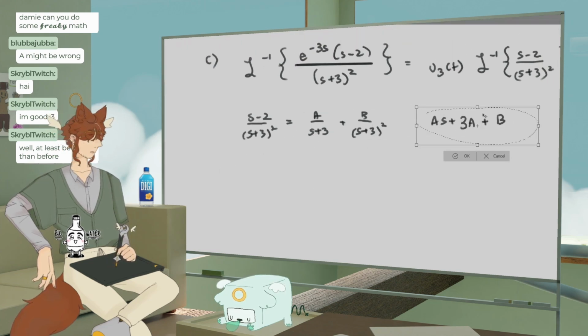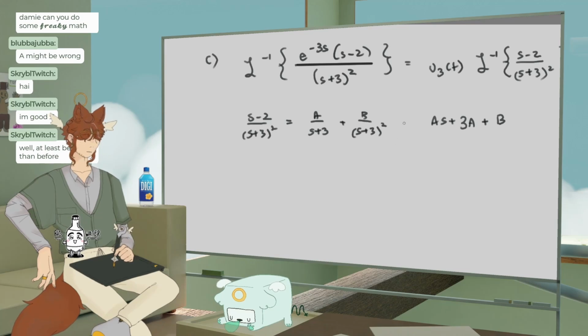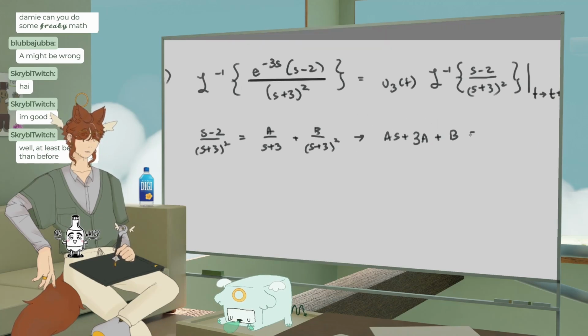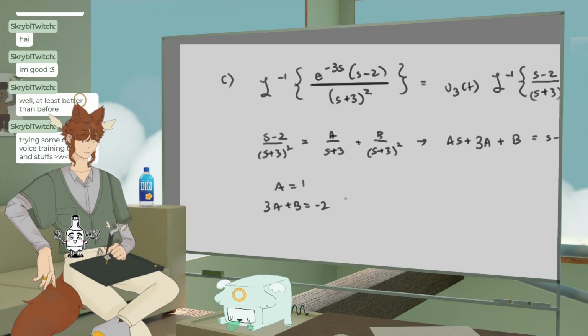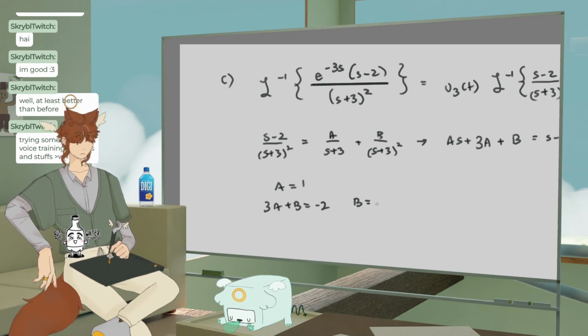We're getting somewhere, you know? Equals s minus 2. So we have, I guess, a equals 1. 3a plus b equals -2, so b equals -5.